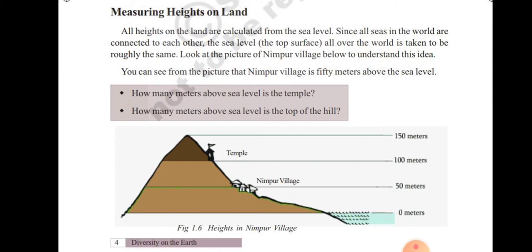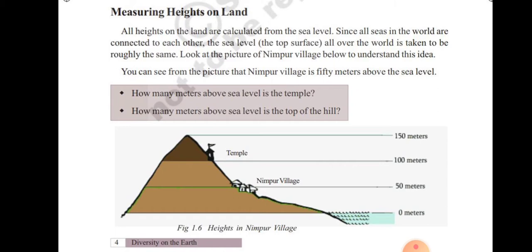So observe here. This is the picture in your textbook. All the heights on the land are calculated from the sea level. Since all the seas in the world are connected to each other, the sea level all over the world is taken to be roughly the same. So the levels of the sea are roughly the same because the oceans are connected with each other. Look at this picture of a village named Nimpur given below to understand this idea. Here we have some questions also.